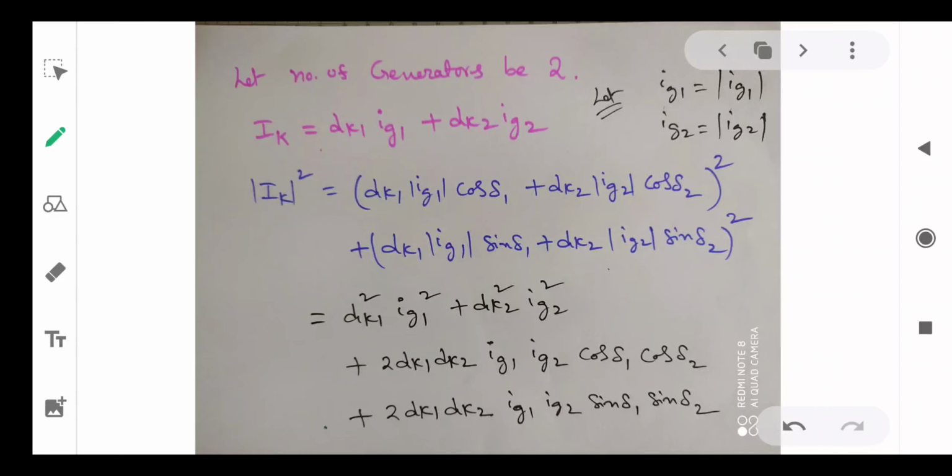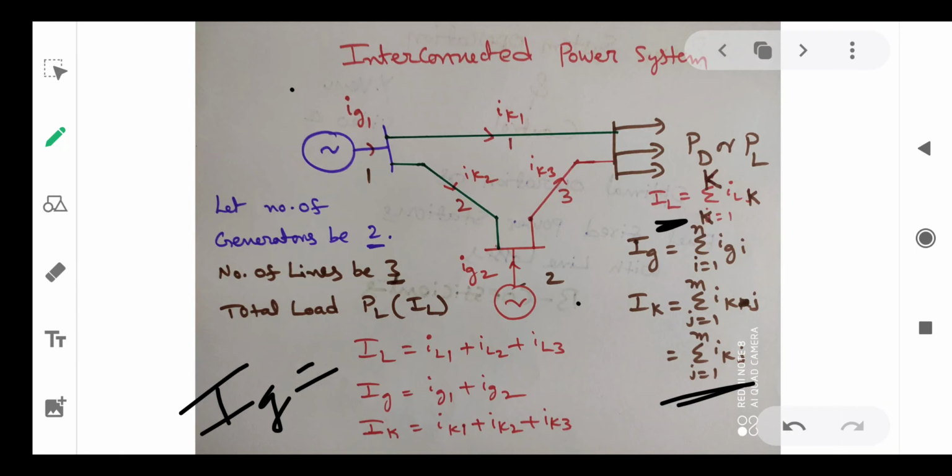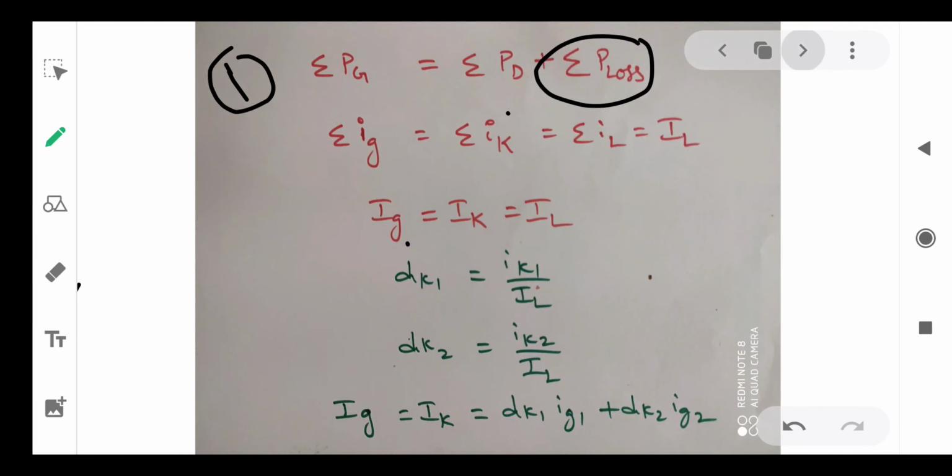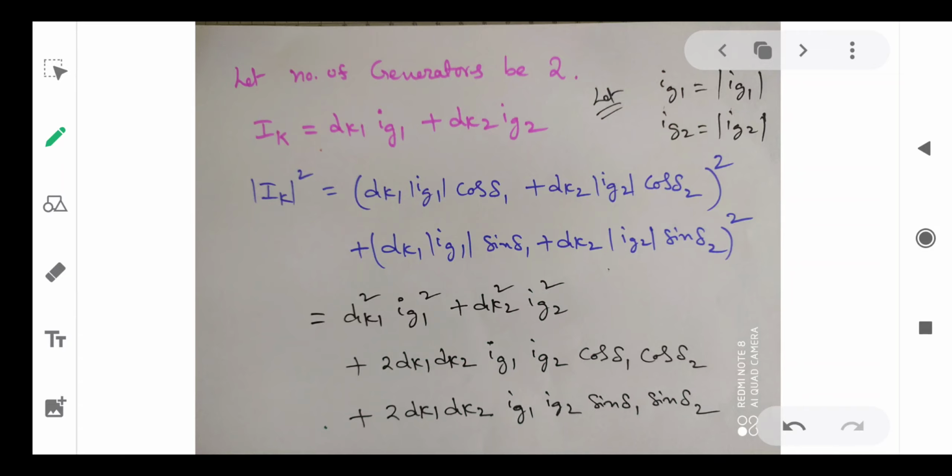Bus number 1 will have delta 1, and here delta 2 are the load angles or power angles, sometimes also known as voltage angles: V1 at delta 1, V2 at delta 2. So Ig1 is the phasor which has an x component and a y component, and therefore we can have the angle delta, cos delta and sin delta.